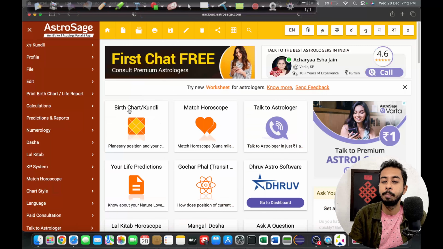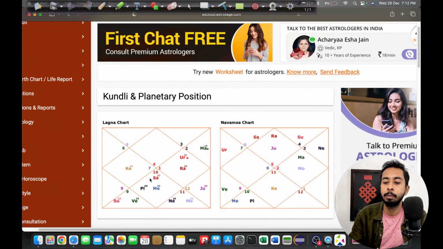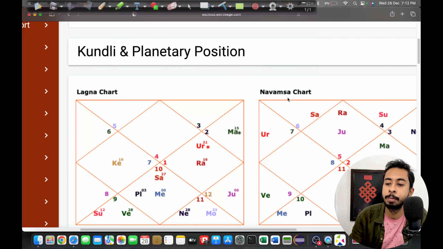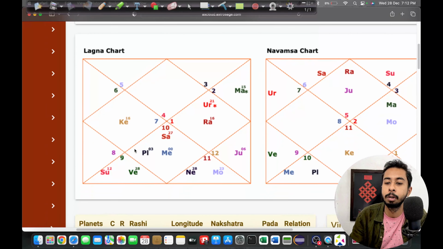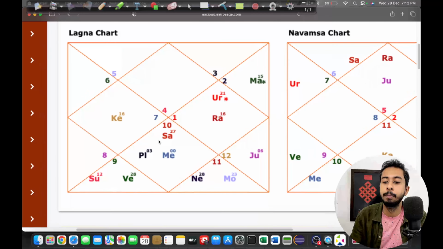So here you can see birth chart or kundli. I'll click it. I got the chart. Forget about the Navamsa chart for now. Just focus on the Lagna chart. I'll just try to explain it.